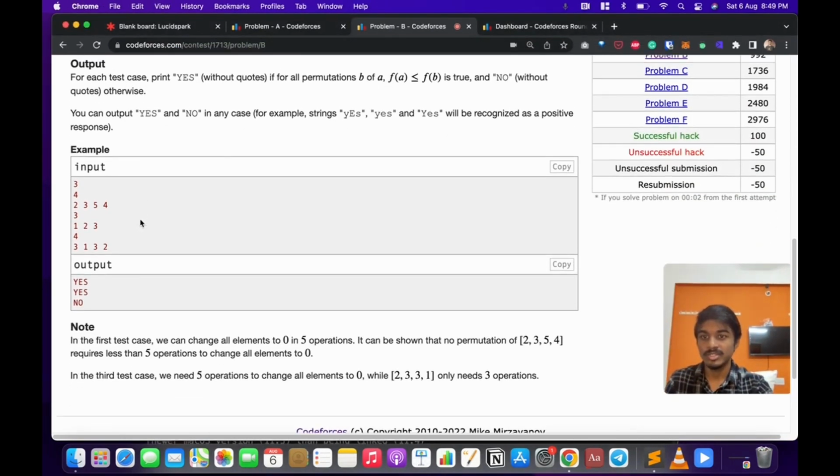Yes or no? The first case, we can change all elements to 0 in 5 operations. It can be shown that no permutation of 2, 3, 5, 4 requires less than 5 operations to change all elements to 0. See, I don't know, but if it is not consecutive, can I assume like, in the third test case we need 5 operations to change all elements to 0, while 2331 only needs three operations. Oh, same number should not come.